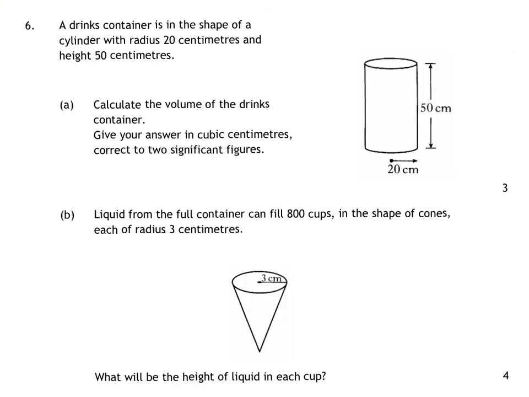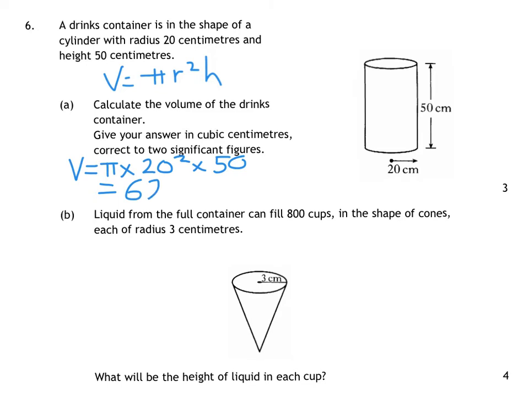Question 6 wants the volume of a cylinder. So a cylinder is pi r squared h. This is not given to you. This is one you need to memorise. So for this cylinder, we've got pi times your radius, 20, squared, times 50.